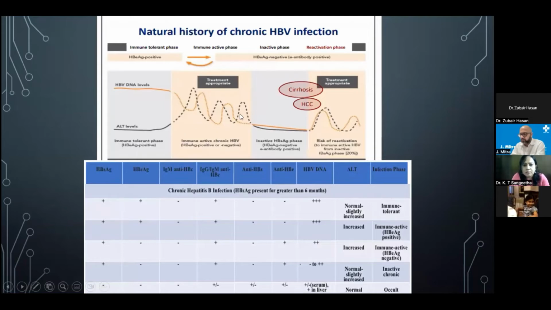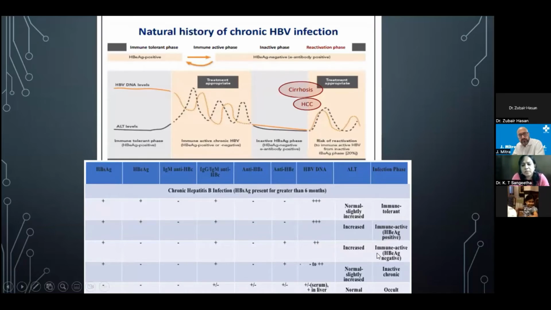Next, we go to the immune active phase. Now the enzymes are rising and the DNA levels keep fluctuating. This is a phase where the immune response has started setting in, so there is obviously liver damage and the enzymes have started rising. Hepatitis B surface antigen and HBeAg are present. Again, IgM will not be there as it is a chronic infection, and the total anti-HBc remains positive. The DNA levels are high with increased liver enzymes. This is known as the immune active phase.